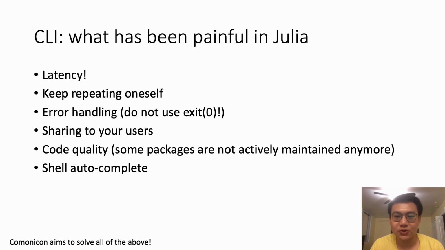The last one is something I find very convenient for CLI: shell auto completion. I haven't seen any CLI generator in Julia that handles that, and as a terminal guy, I believe this is super important for a CLI application. Currently, Comonicon handles both ZSH and bash auto-completion and generates them directly from your Julia script. And we aim to solve all of the problems above.